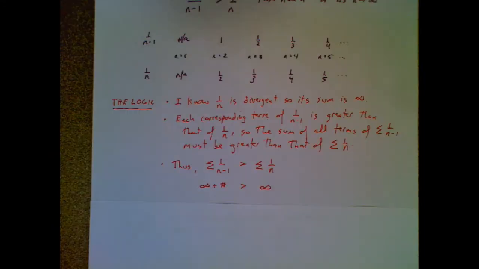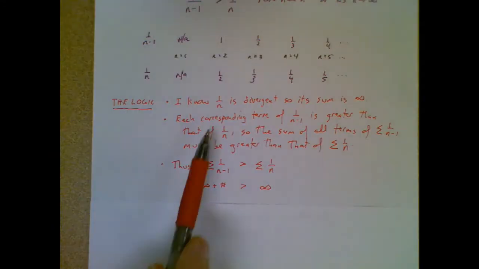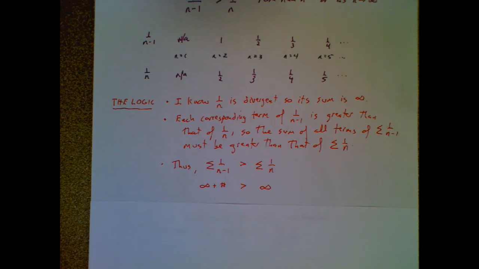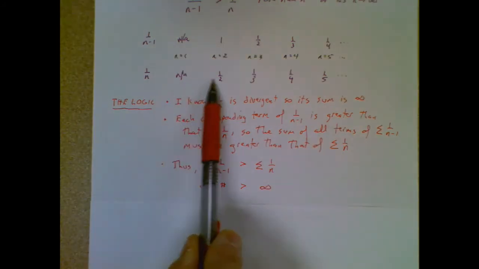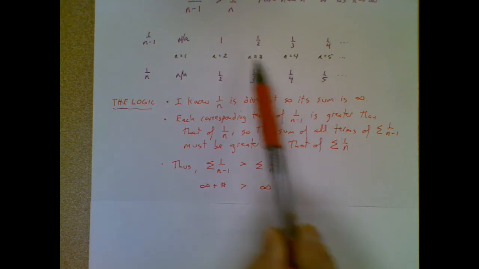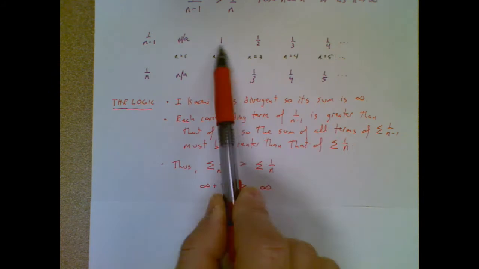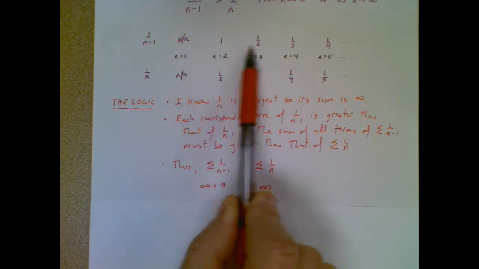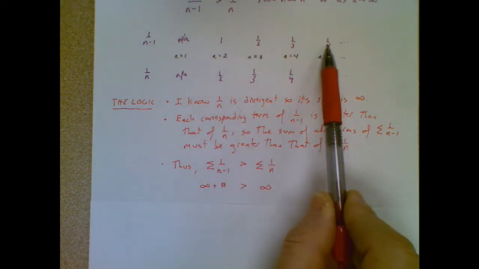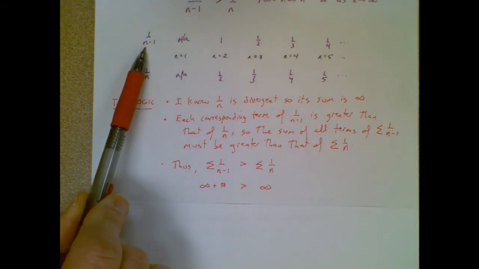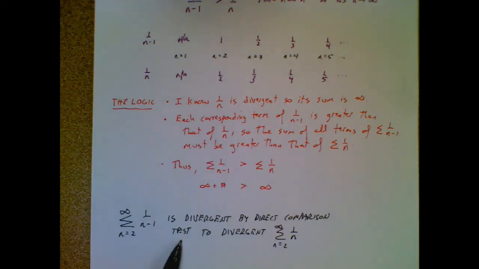Hold on. So I attempted to put that logic into words again, but just remember this. If these are adding up to infinity, and I know these are greater terms, then these have to add up to infinity and a little bit more. If the sum of all these terms is infinity and a little bit more, then this thing better be divergent, and that's what we can conclude.